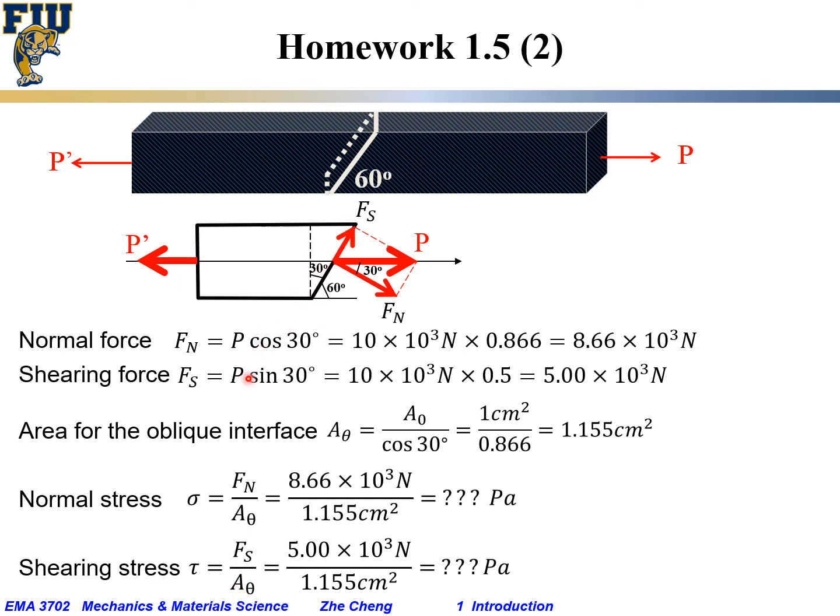the area of interest A theta, and that is 5000 Newton divided by the same 1.155 centimeter squared, and you get the shearing stress. And I hide both of them for your own benefit.